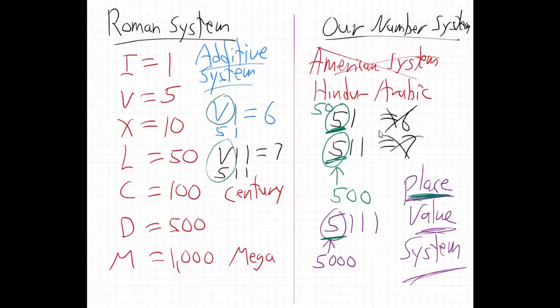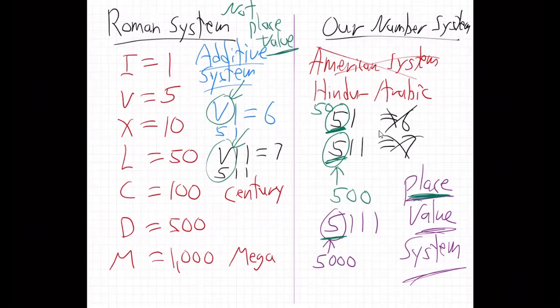Not so in the Roman system, right? The V is just 5, always. It doesn't matter what place it's in. The V is always 5. Theirs is not a place value system. Do you see the difference?